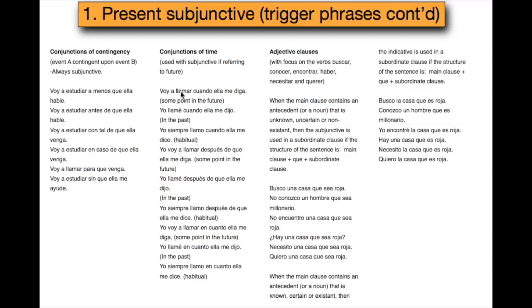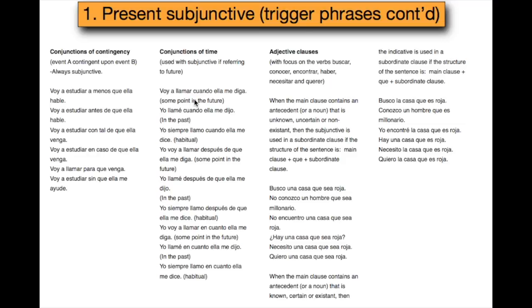All right, if this conjunction of time is being used in a sentence that refers to some point in the future, then that can trigger the subjunctive. If, however, it's in the past, or if it's something that's often done, a habit, if you will, then it will not trigger the subjunctive. You can notice the examples and read through them.